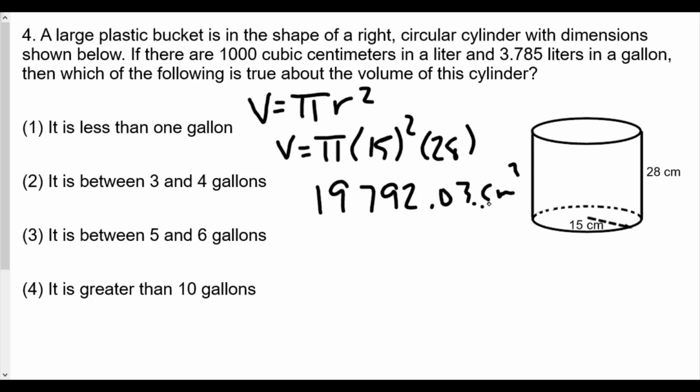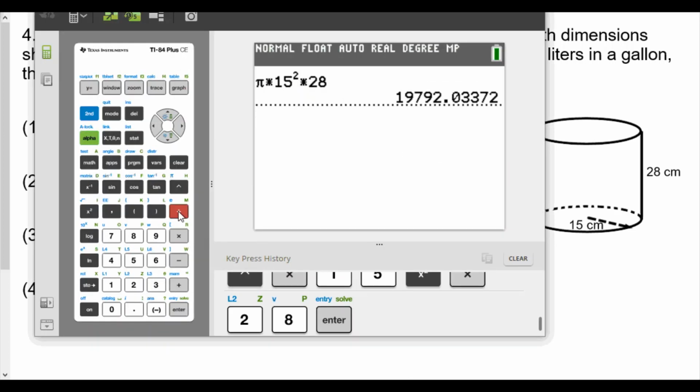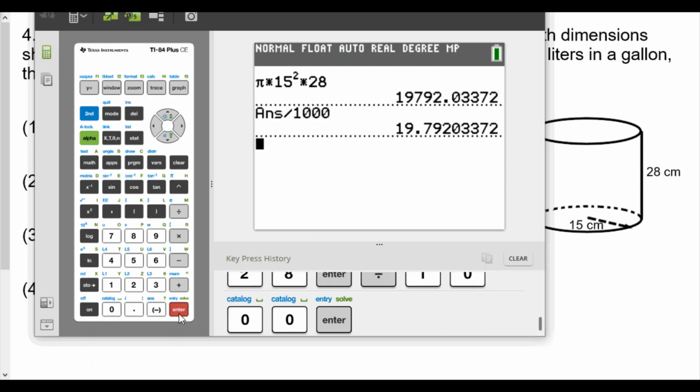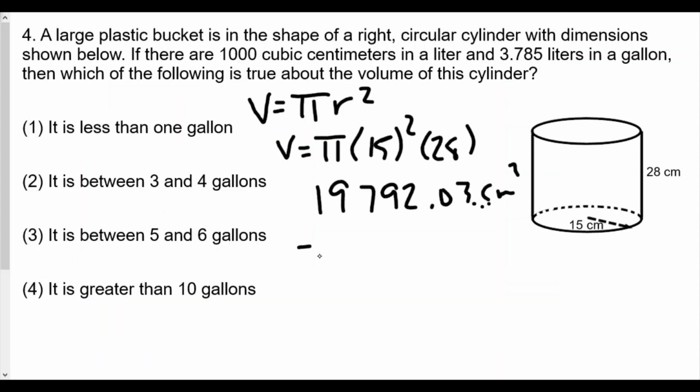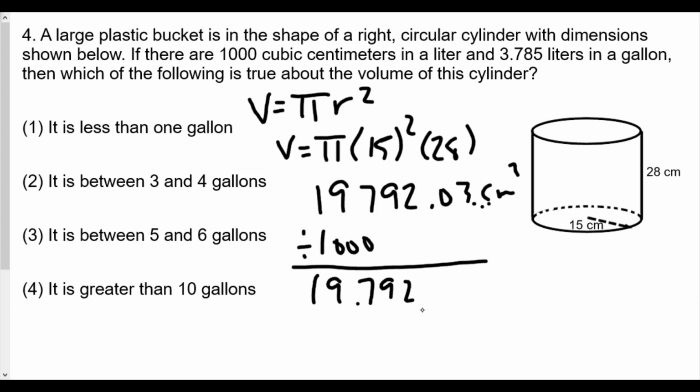Now, it says here there are 1,000 cubic centimeters in a liter. These are cubic centimeters, and we're going to convert to liters. So we take our volume and divide by 1,000. Enter that, and we get 19.792. This is just a kind of decimal shift. So 19.79203 and so on, and this is liters. This is no longer cubic centimeters, but liters.